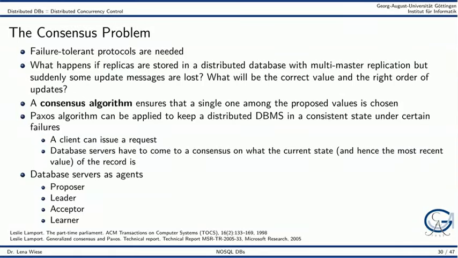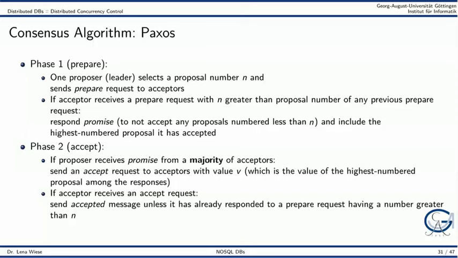In the Paxos protocol, the database servers act as different agents. They can be proposers, leaders, acceptors, or learners. In particular, each database server can act as several agents at the same time. For example, a database server can be both a proposer and a learner. The Paxos algorithm consists of a prepare phase and an accept phase. Among the agents acting as proposers, one is the leader for this round of Paxos.